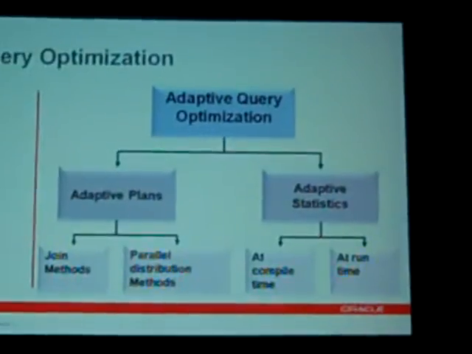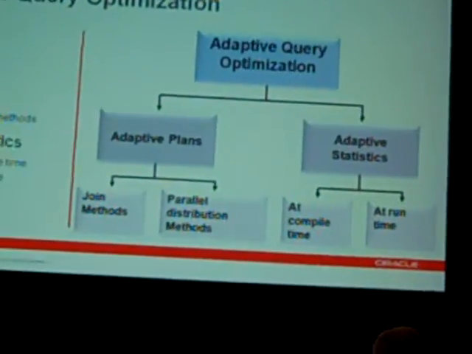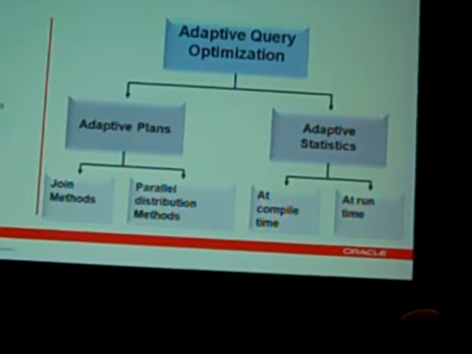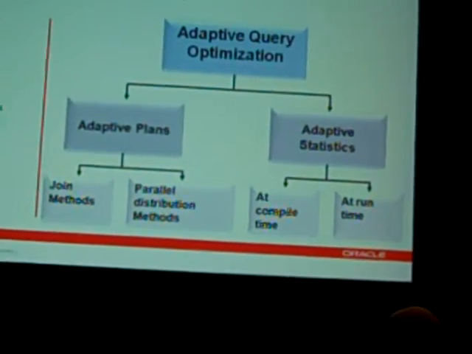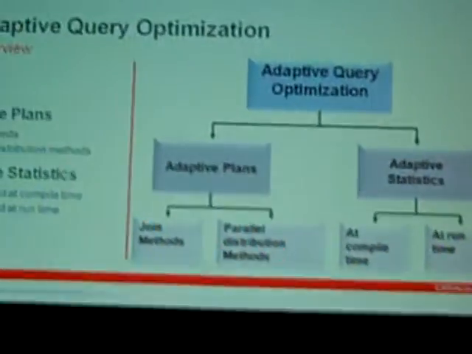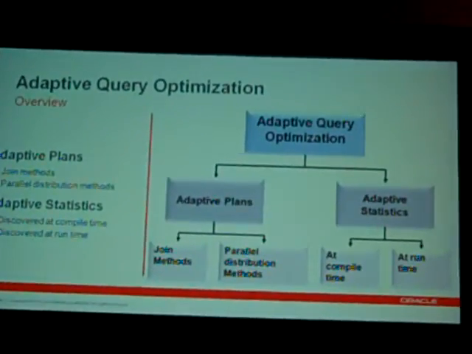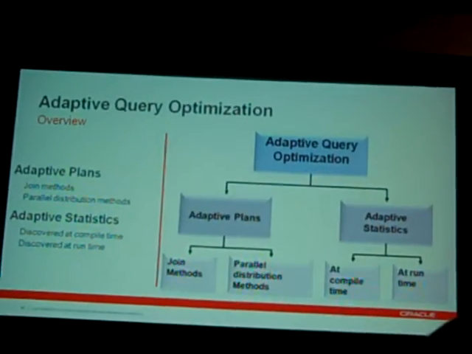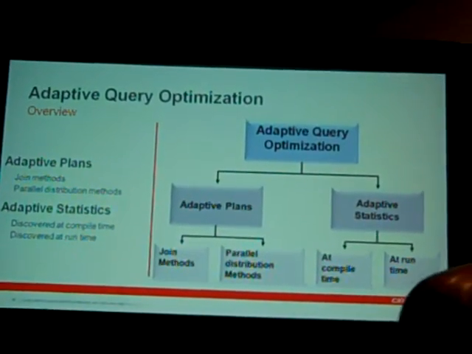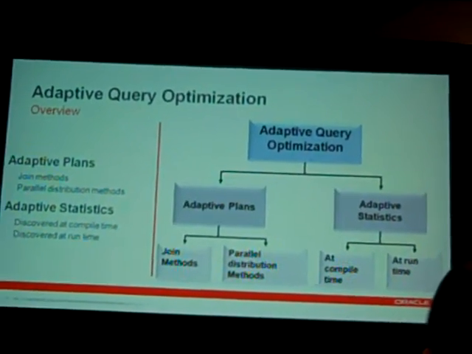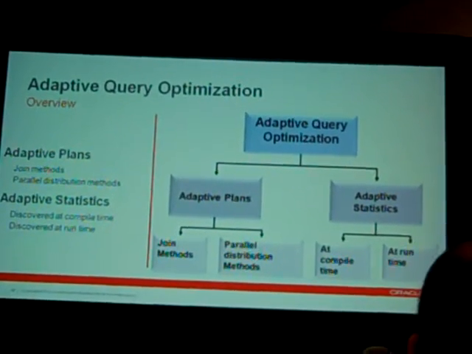Okay, so in summary, what are we introducing with what we're calling adaptive query optimization, or our first baby steps towards a self-learning optimizer? We have those adaptive plans. Remember, that's changing the join method or the parallel distribution method as part of the execution. We've got adaptive statistics, which we're learning at compile time or at runtime, feeding those back in and coming up with better execution plans.